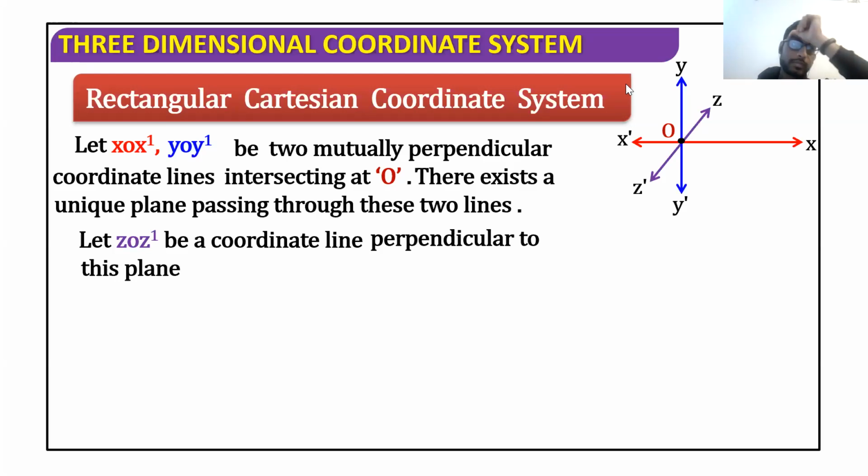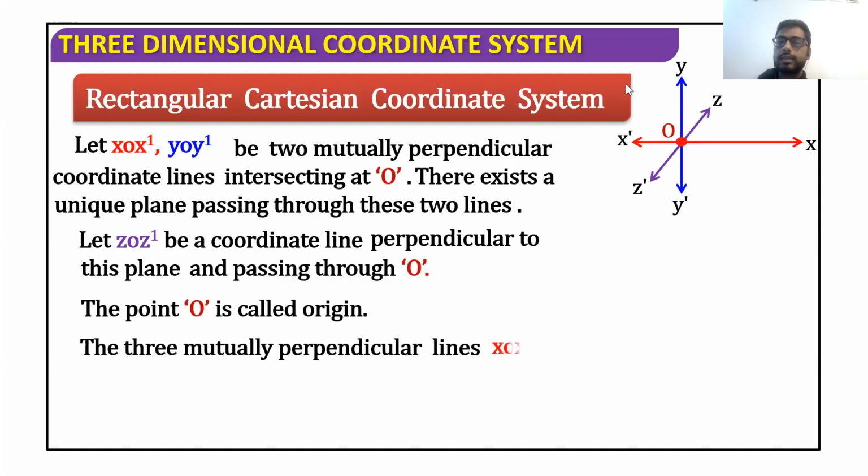In 3D, there will be another line, which is a z-axis, and this is also going to be perpendicular to your x and y-axis. This line is again going to pass through your origin, and z-axis is also going to be perpendicular to x and y-axis.